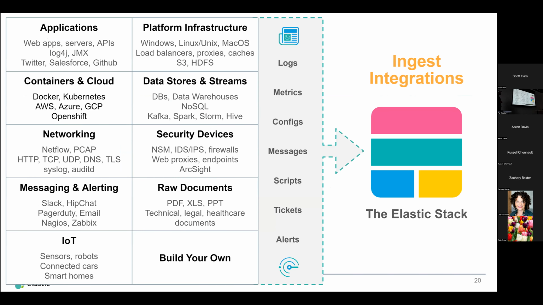Anyways, this is kind of the whole big deal, right? We want it all. We want everything. We want any of our applications, any of our platforms, Windows, Linux. We want all the container information. We want all the different data store information, networking information, security devices, alerting, raw documents. This one's actually kind of interesting too.